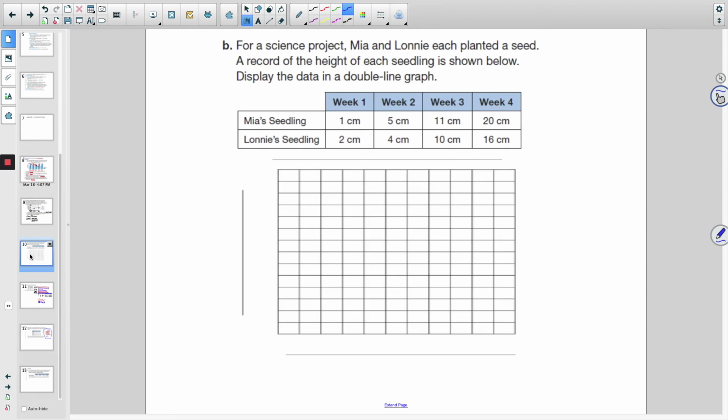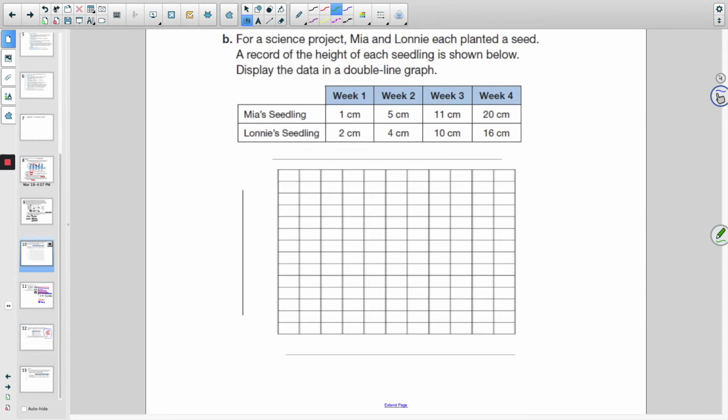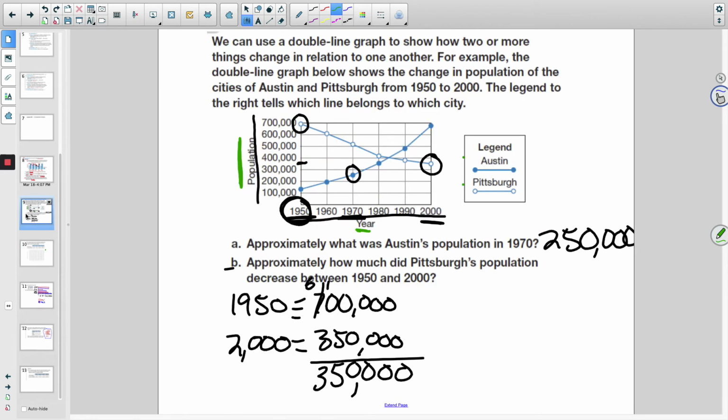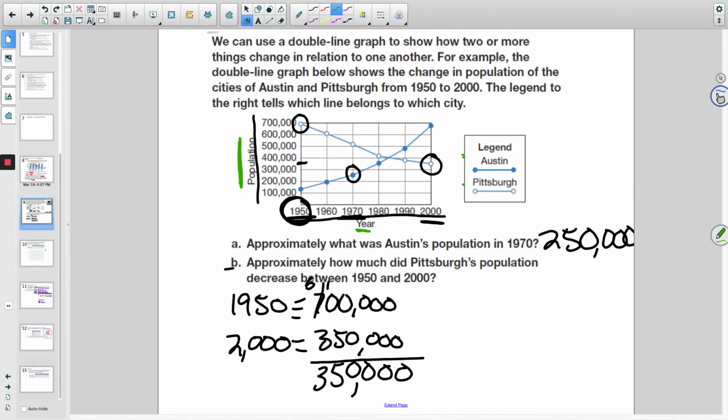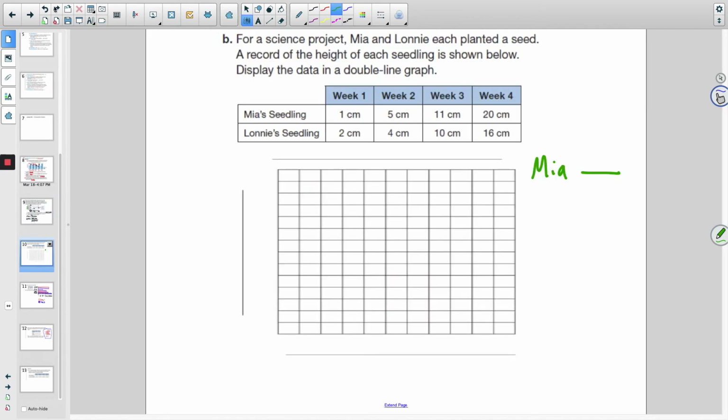I have a graph here just to make it a little bit easier. If I look back at my example, you see population is vertical and the time is horizontal. Okay, so the first thing I need to do is to label my two people, like I had Austin and Pittsburgh. So the first thing I'll do is I will label Mia. I'll have her be green, and I'll have Lonnie be blue. All right, so now that's done.